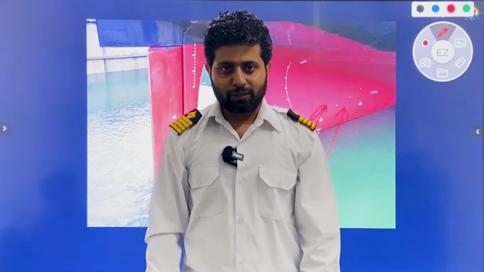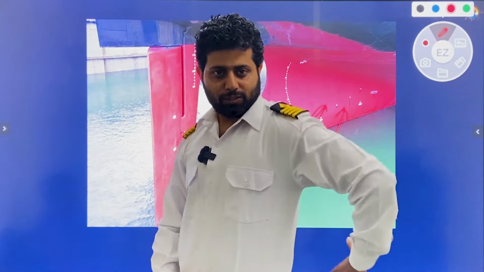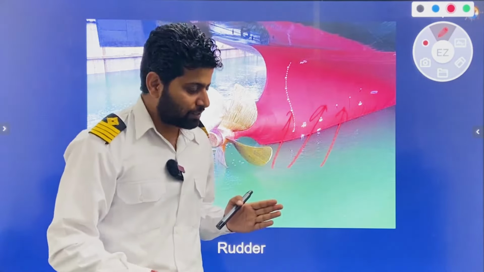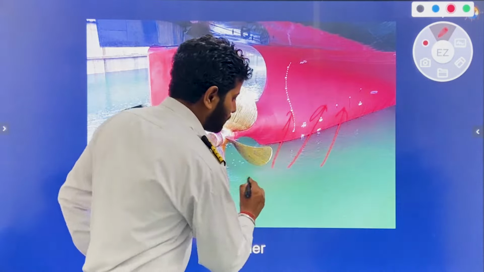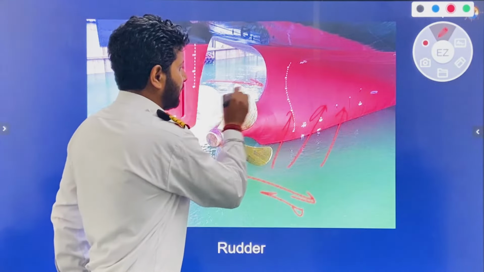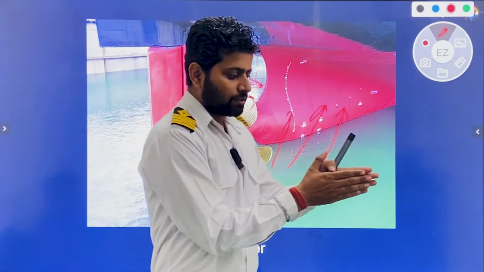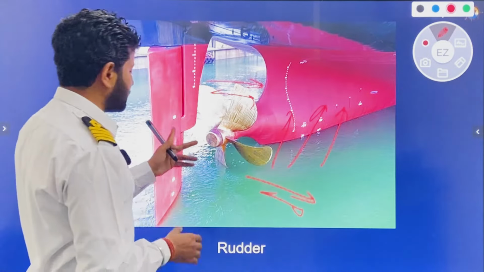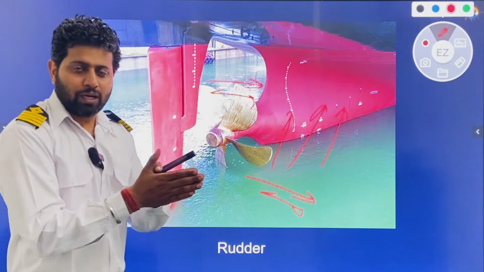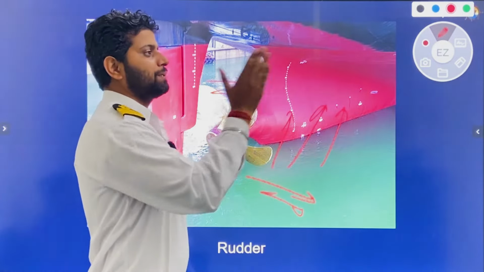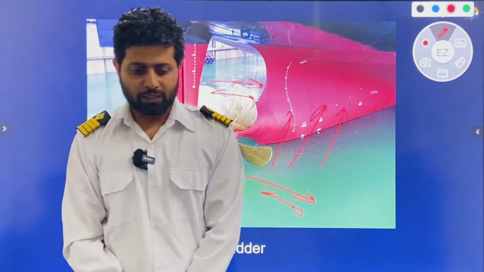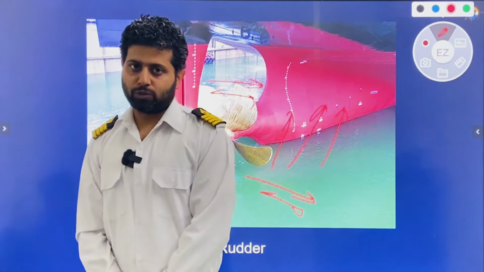Similarly, if somebody turns me like this, then the water coming over here goes in this direction. And then the thrust force generated is in this direction, acting on the hull of the body from over here. And then the ship starts turning in this direction. So this rudder is basically helping to turn the ship in any of the directions. If it is straight, the ship is moving in a straight direction. If it is turning, along with that, the ship also turns. Copy?